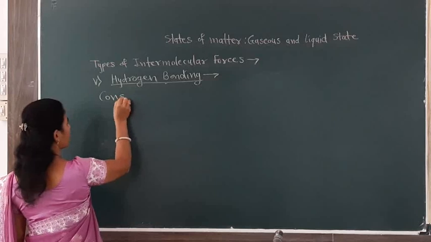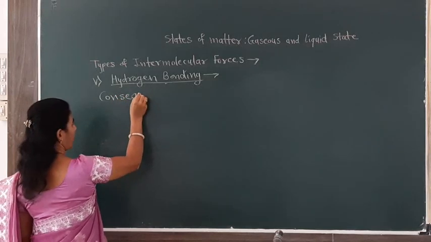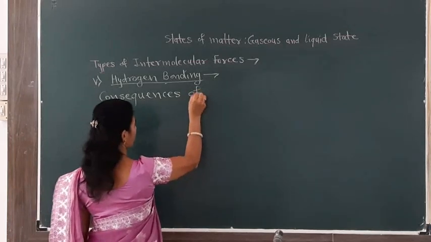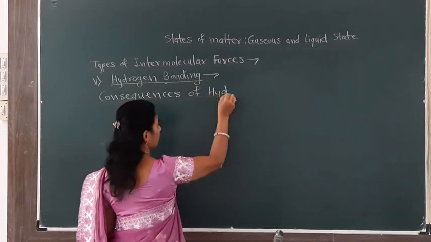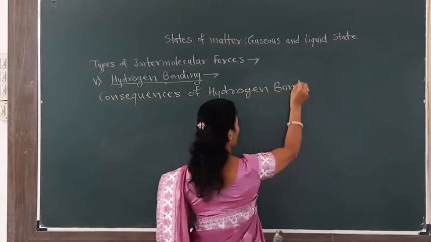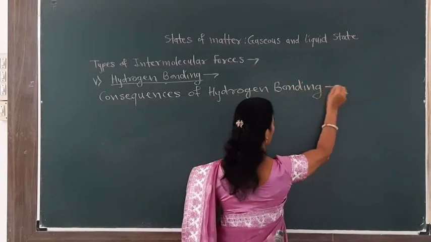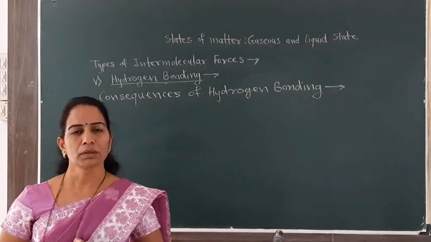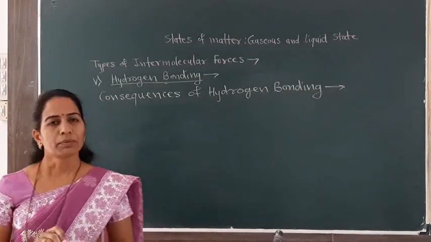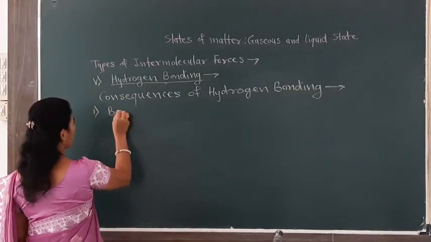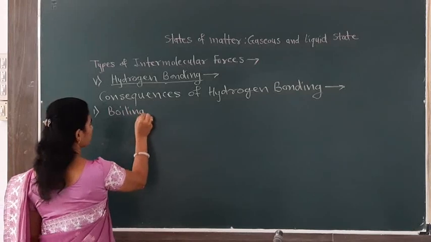That is effects of hydrogen bonding. Consequences of hydrogen bonding. What are the effects on the molecules or compounds of hydrogen bond? The first consequence, that is the boiling point, effect on boiling point.